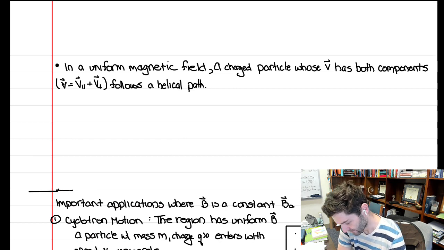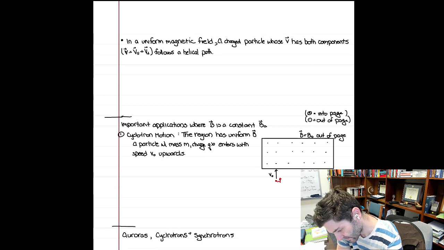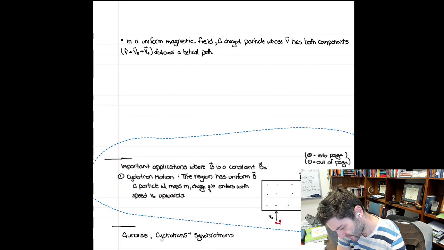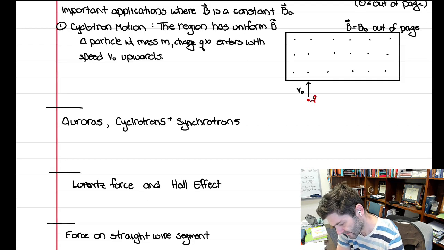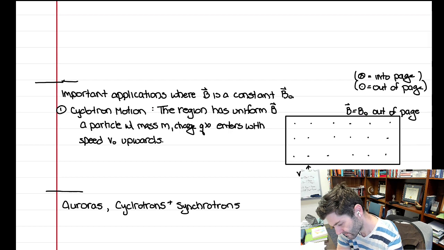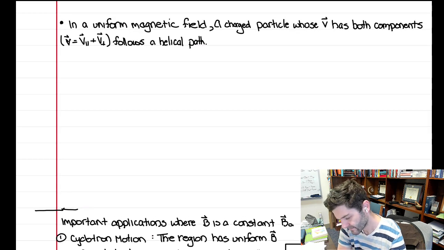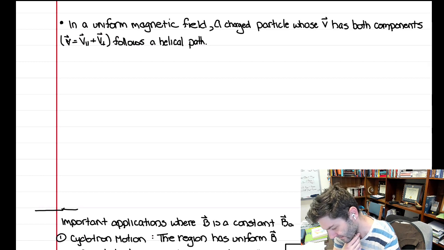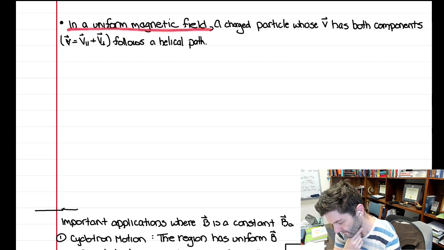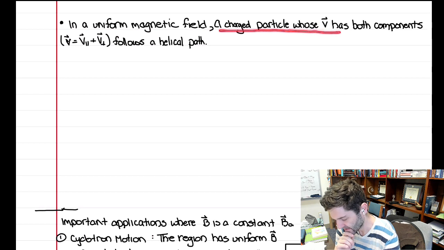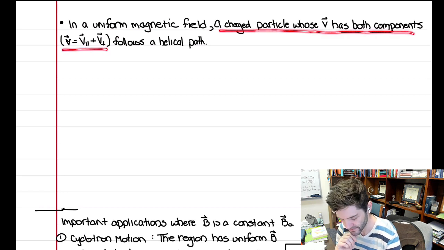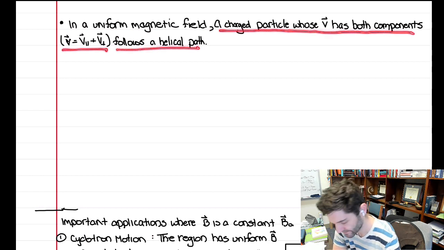Oh, look at that. I even have it written down. Let's move some of this stuff out of the way. What we're about to do next: here now I am going to assume that's a uniform magnetic field just to make the picture a little simpler. In a uniform magnetic field, a charged particle whose velocity has both components parallel and perpendicular to the magnetic field follows a helical path as a result.